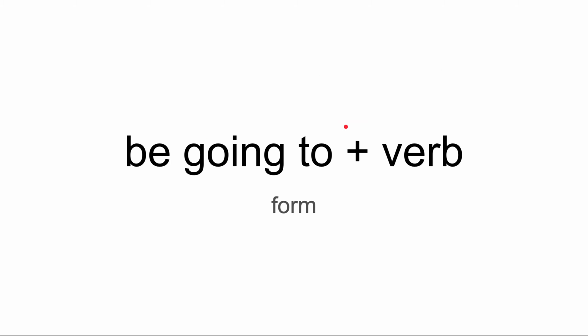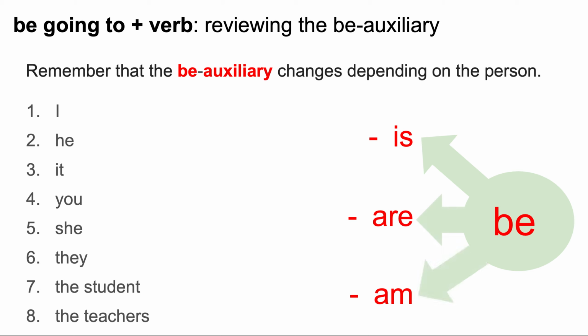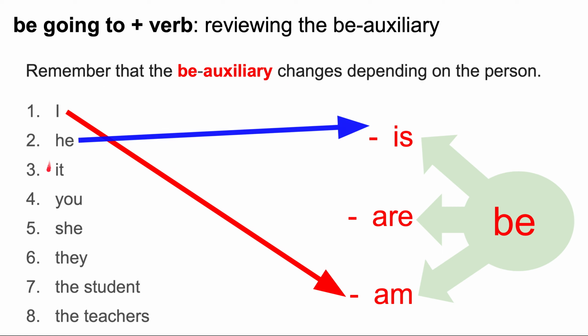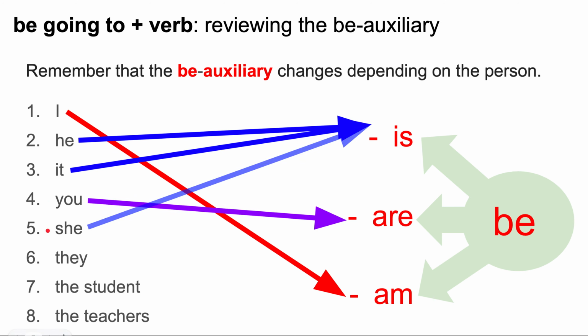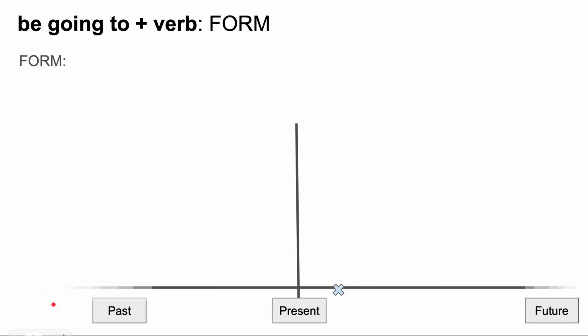Now let's study the form of be going to plus verb. So, remember that the be auxiliary has three forms in the present. That is, is, am, are. And the form changes depending on the person. So, for example, I am, he is, it is, you are, she is, they are, the student is, the teachers are.